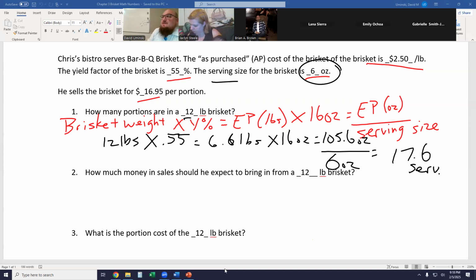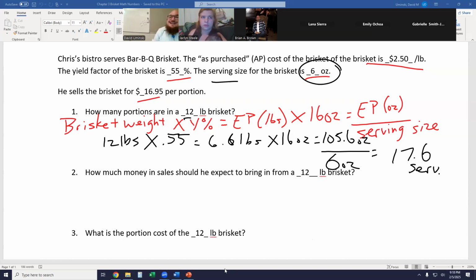Now you can decide on your homework when you get this problem. I want to say it's the chapter 3 quiz. You can decide whether you want to keep it at 17.6 or drop it down to 17. I've done the math for both. Can you round it up to 18? We can't create brisket out of nothing. So it's got to be either 17 or 17.6. Whatever you decide to do, stick with it for the whole time.